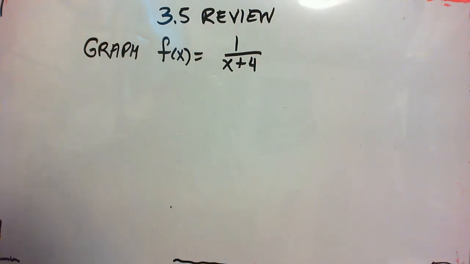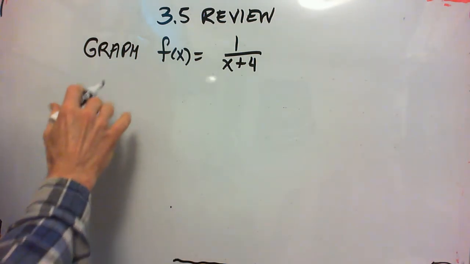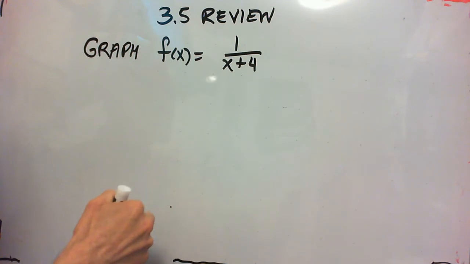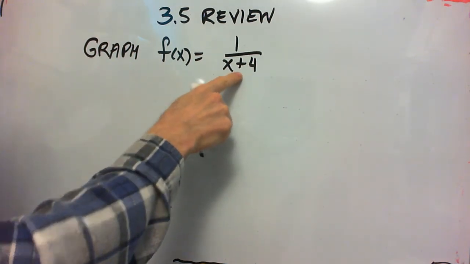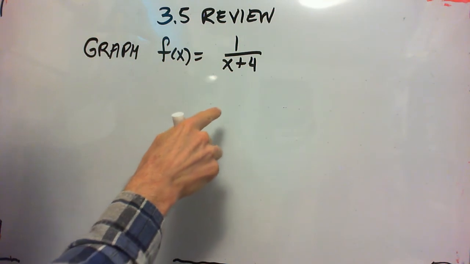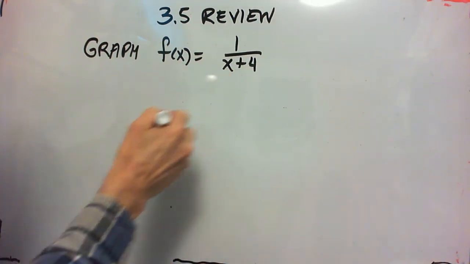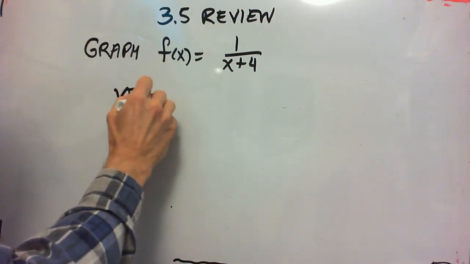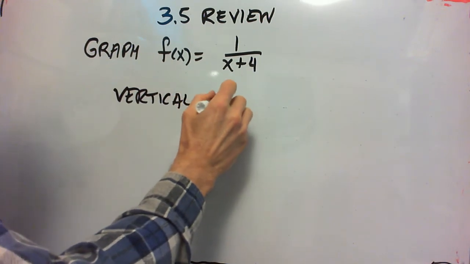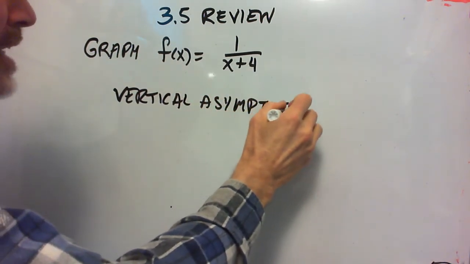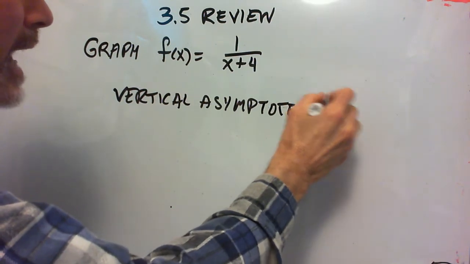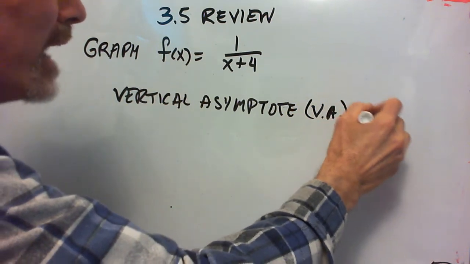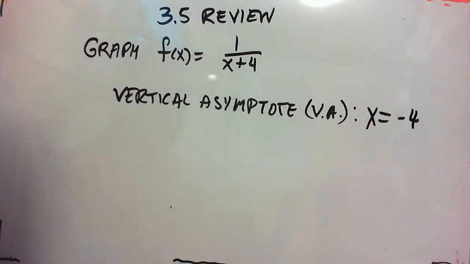And the way you graph rational functions, as you see in the notes and videos, is you find and plot the asymptotes first. The simplest asymptote is the vertical asymptote. That occurs at x values that result in division by 0. And we get division by 0 when x equals -4. So our vertical asymptote, which I'm going to abbreviate VA after this, is x equal -4.